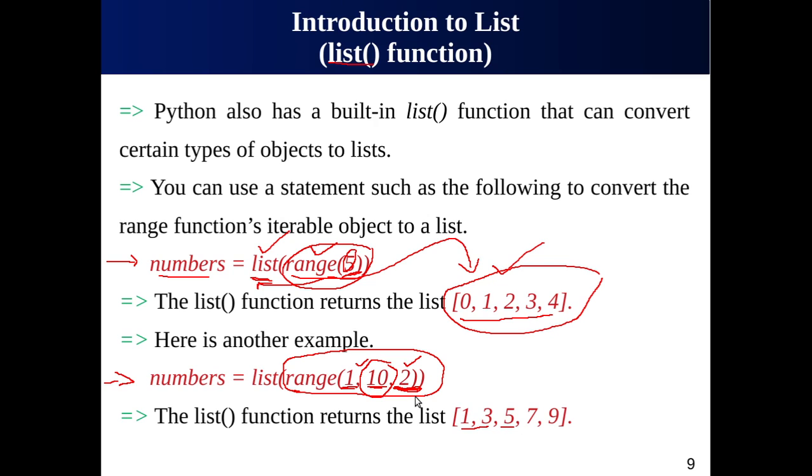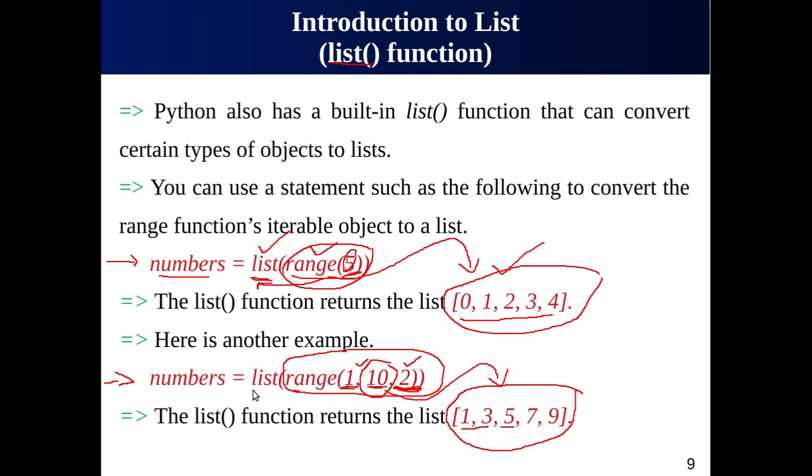After 5, add another 2. You can say add 2 starting from 1. So 1 plus 2 is 3, 3 plus 2 is 5, 5 plus 2 is 7, and 7 plus 2 is 9. 9 plus 2 is 11, but 11 is greater than 10, so we will not write 11 here. So here we have created a list of 5 elements from this range function.